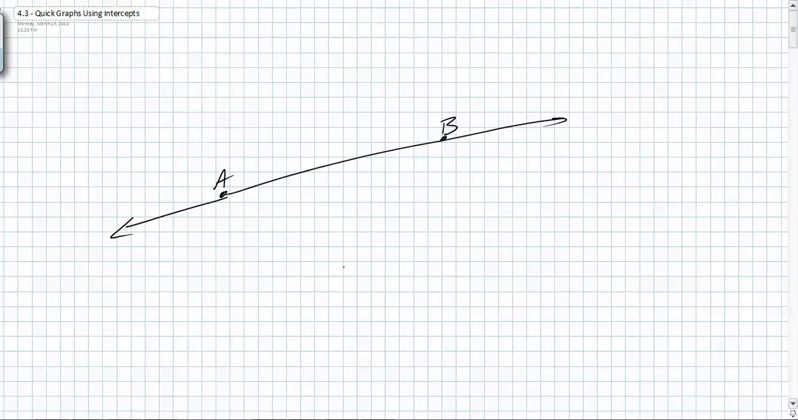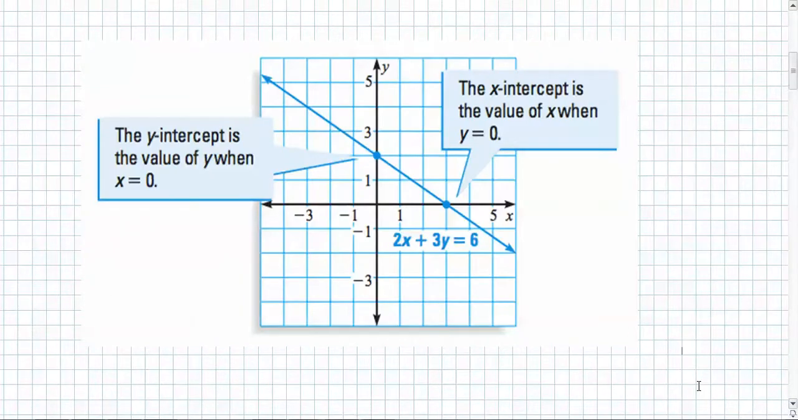So when you're given an equation, all you really need is 2 points in order to draw the line that represents the graph of that equation. Theoretically, you could try to find any 2 points, but there are specific points that are generally easiest to find. Those points are the intercepts of a function. The y-intercept is the value of y when x is 0, and the x-intercept is the value of x when y is 0. So here is your y-intercept.